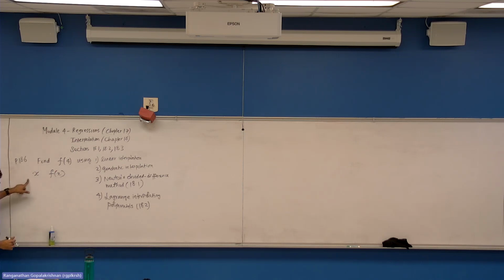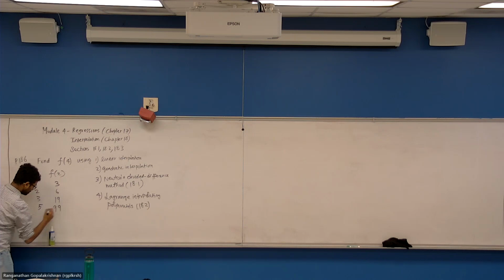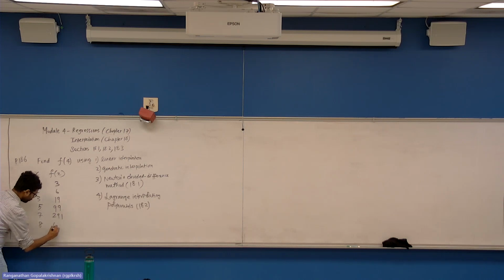So I'll write down the table, which is 1, 3, 2, 6, 3, 19, 5, 99, 7, 291, 8, 444. So this is a set of data which has 6 values given as x equal to 1, 2, 3, 5, 7, 8 and corresponding y equal to f of x values.